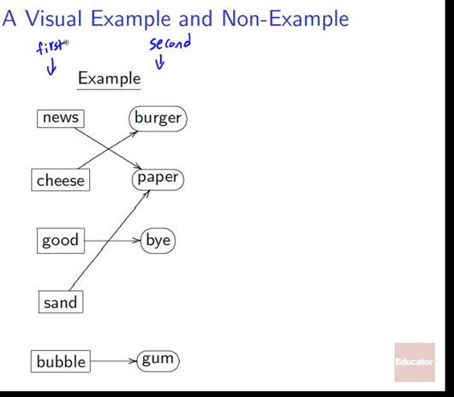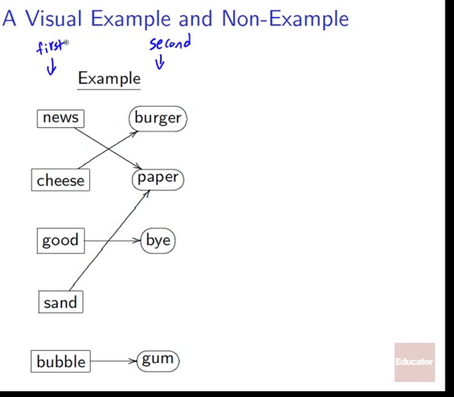So there's only 5 elements in our first set, only 4 elements in our second set, but this is a perfectly reasonable function. News, paper, cheese, burger, good, buy, sand, paper, bubble, gum. The only one you might be wondering about is, well, wait, news goes to paper and sand goes to paper. There's no problem with that. We only said that the function has to give us something when we point at something in the first one. We never said that it has to be a different thing for every single thing that we point to. It just has to give us something for it.